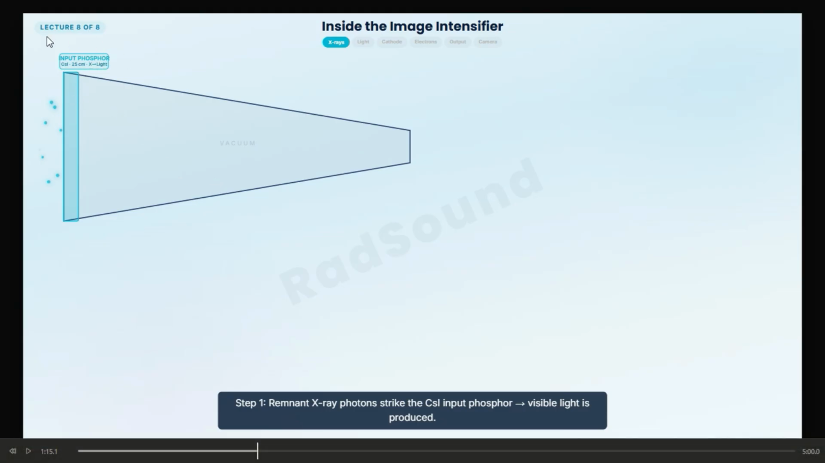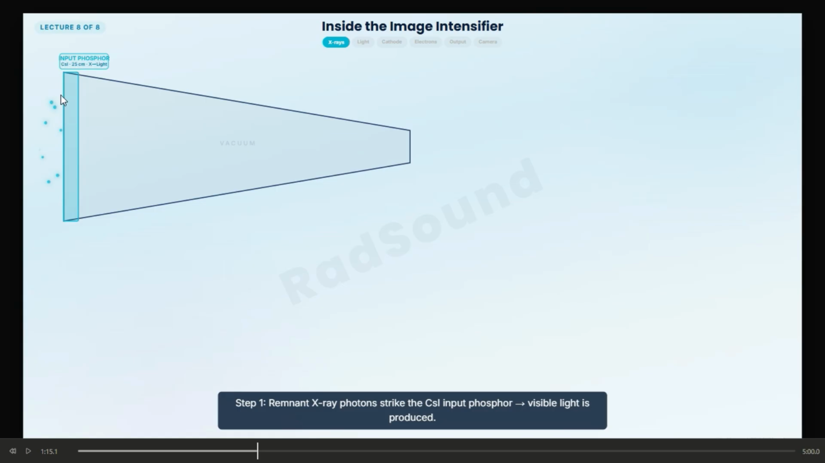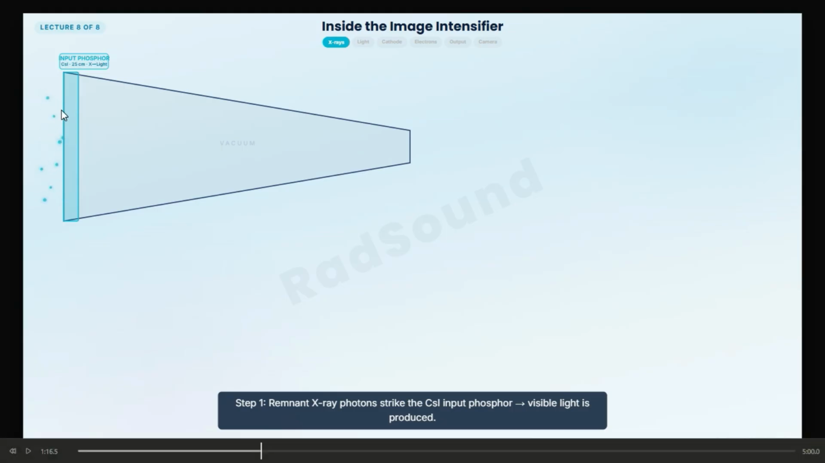We have the input phosphor and the output phosphor. What is the action of the input phosphor? As the roentgen X-ray comes, it will hit the input phosphor. The input phosphor is around 25 centimeters in diameter and made of cesium iodide. After the X-ray hits the cesium iodide, it is converted into light.